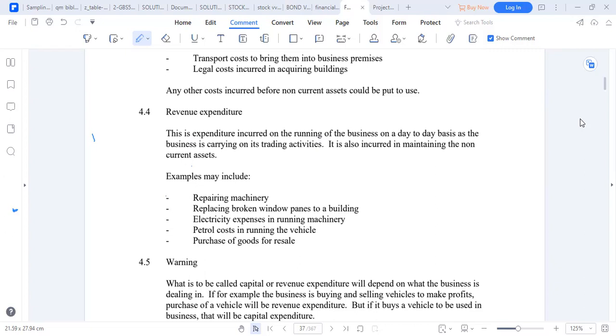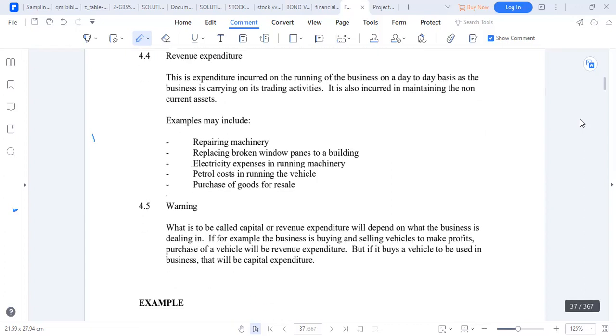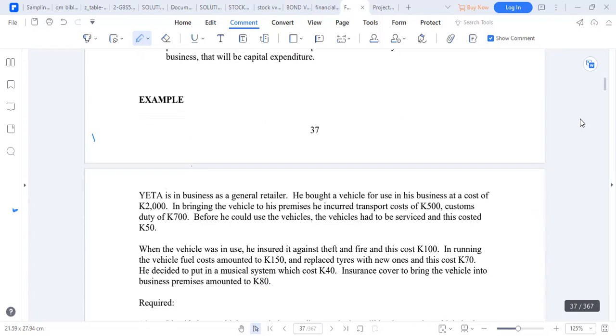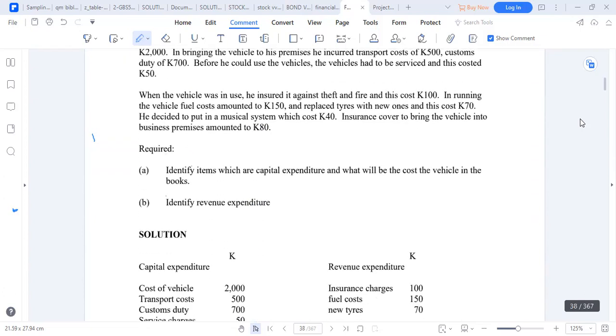So what is to be called capital or revenue expenditure will depend on what the business is dealing in. For instance, if the business is buying and selling vehicles to make a profit, we can't say the vehicles are capital expenditure. No. They are revenue, because stock is our vehicle. So a vehicle will be regarded as what? Inventory. So you need to know the nature of the business that you're dealing with.